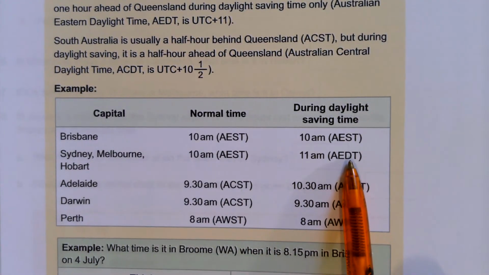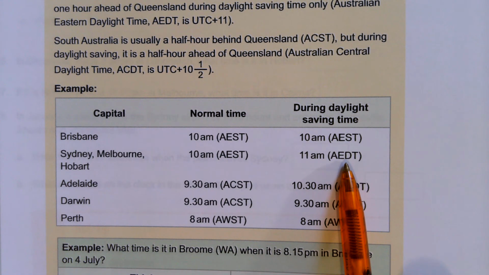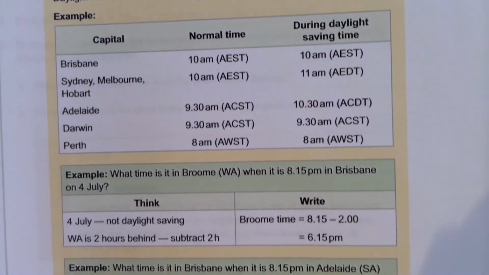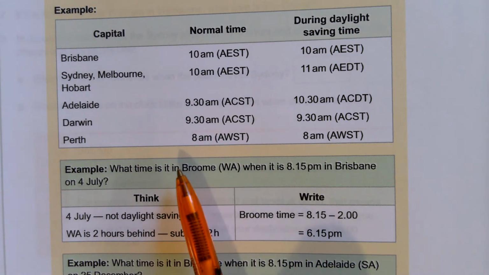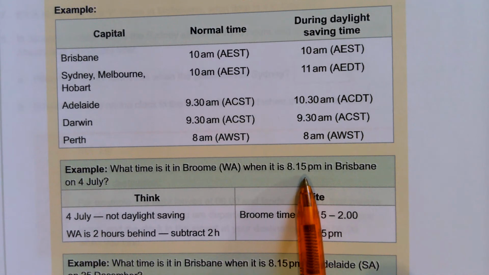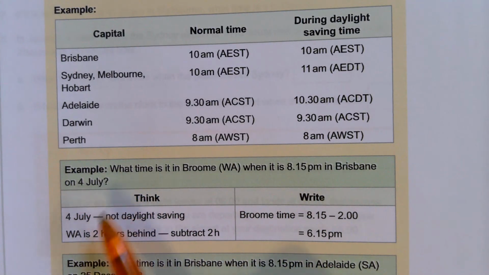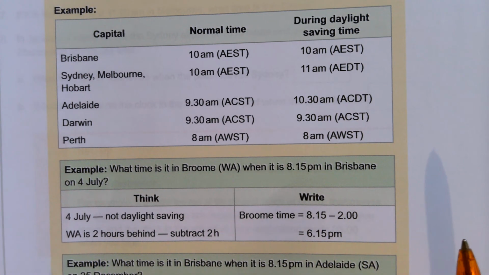That's daylight saving time. So Eastern Standard Time and daylight saving time. The ones who go into daylight saving, might be an idea to copy that down while you are working this out. So what time is it in Broome? That's way over in Western Australia. It's 8:15 p.m. in Brisbane on the 4th of July. It's not in daylight saving because July is winter, and Western Australia is 2 hours behind, so we subtract the 2.